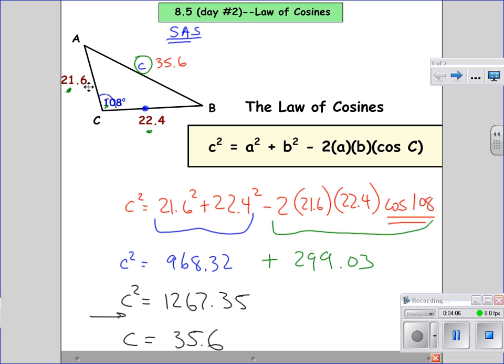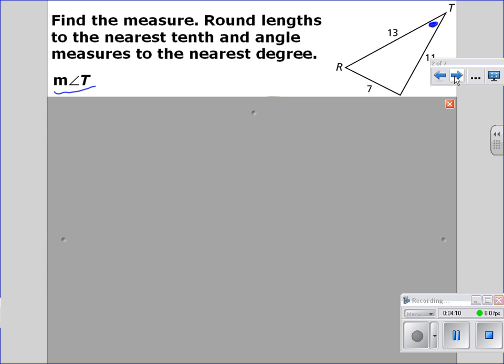Now let's talk about the second case. This is an add-in to your notes. Find the measure of angle T. Round lengths to the nearest tenth and angle measures to the nearest degree. So to the nearest degree, find T.